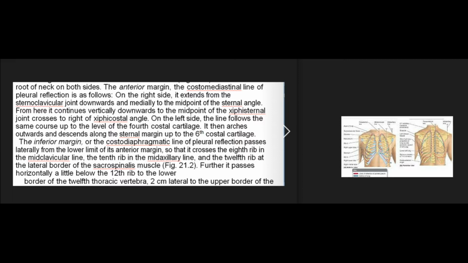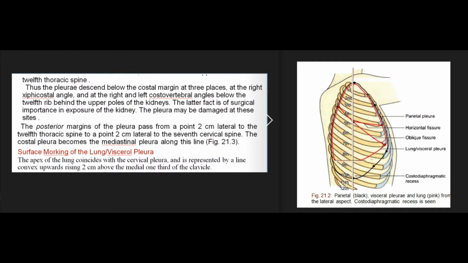Further, it passes horizontally a little below the 12th rib to the lower border of the 12th thoracic vertebra, 2 cm lateral to the upper border of the 12th thoracic spine. Thus the pleurae descend below the costal margin at 3 places: at the right xiphicostal angle, and at the right and left costovertebral angles below the 12th rib behind the upper poles of the kidneys. The latter fact is of surgical importance in exposure of the kidney. The pleura may be damaged at these sites.